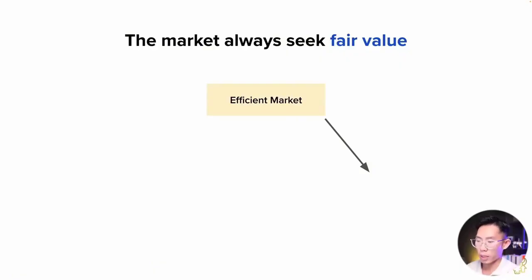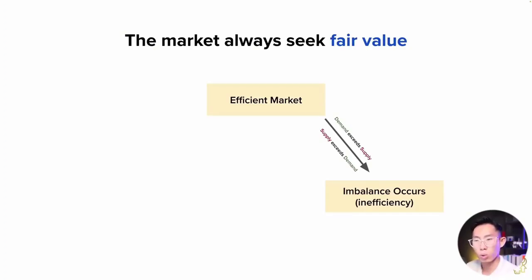When there is an efficient market, it is not able to stay there forever, because eventually, due to some sort of new information, demand will exceed supply or supply will exceed demand. And then when this happens, this causes an imbalance to occur, right? Where there's a lot of buyers and very few sellers, or a lot of sellers and very few buyers. Imbalance, right? Just imagine a seesaw. It's not balanced right now. That's why we call it imbalance.